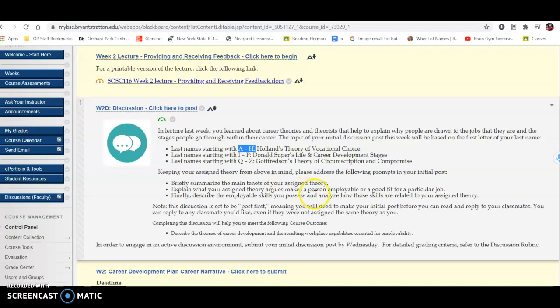When you are sharing in the initial post, make sure you're summarizing the main tenets of the assigned theory. If you're going to summarize that theory in one or two sentences, what is it all about? That's what they're looking for when they're asking for the main tenets. Then they're asking how the assigned theory makes a person employable.